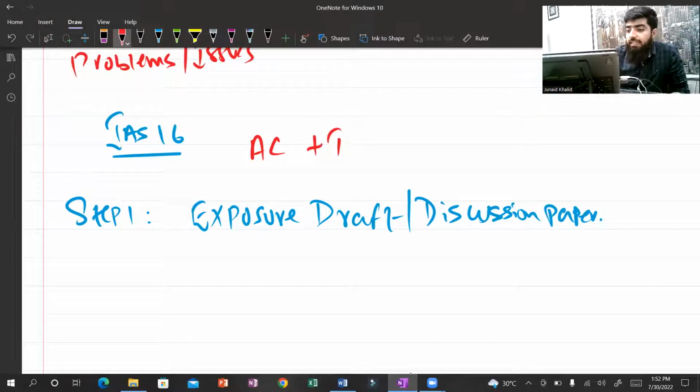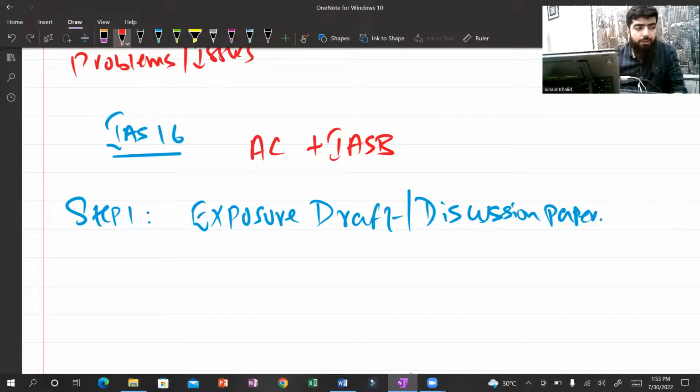problem with the IASB, that is the whole board, whole team. The International Accounting Standard Board and the Advisory Council discuss the issues. So what issues are we facing in the interpretation or implementation of accounting standards? Once the issue is discussed, step number one, an exposure draft or discussion paper is prepared by the team of the committee, that is, the IASC committee will prepare an exposure draft or the discussion paper.